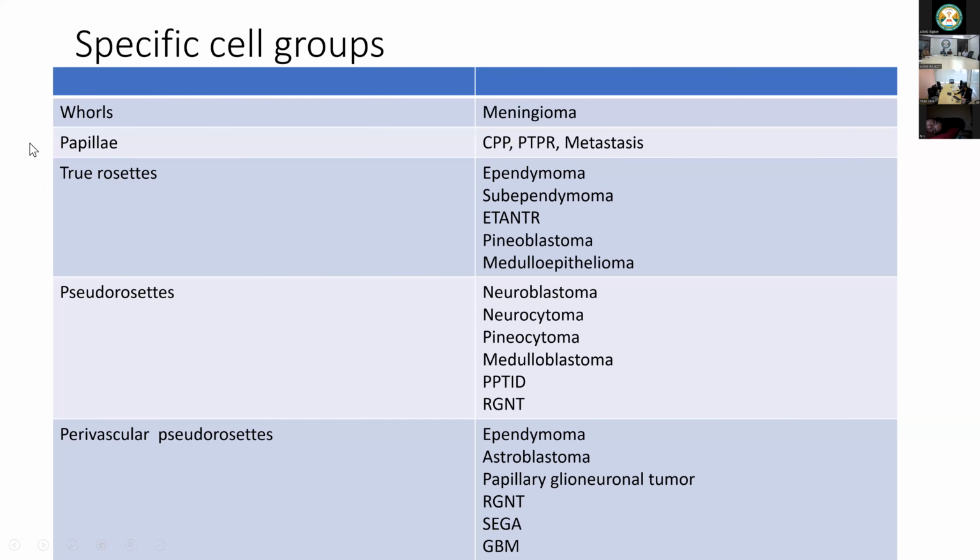Specific cell groups can be found in smears, like whorls in meningiomas, papillae in choroid plexus papilloma, papillary tumor of the pineal region, and some metastasis, and various types of rosettes can also be found in embryonal tumors, ependymomas, astroblastomas.